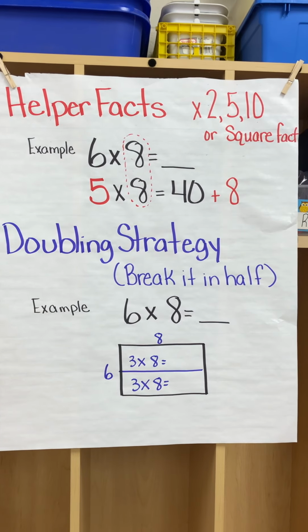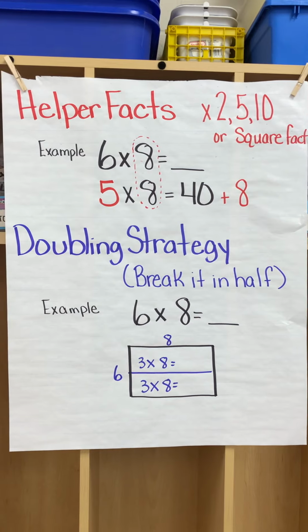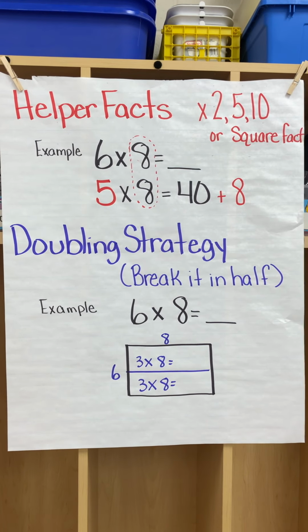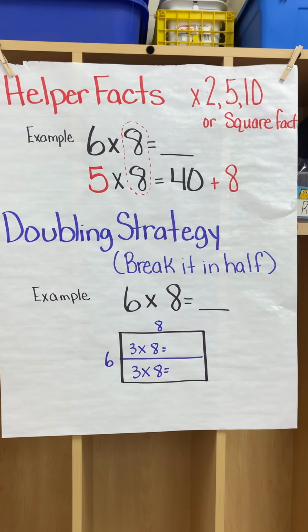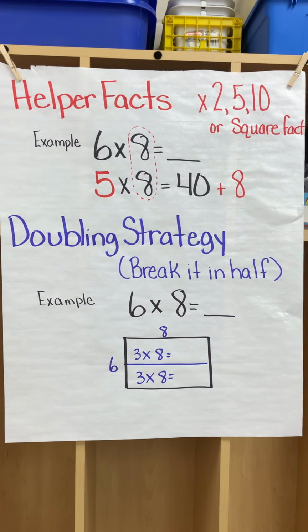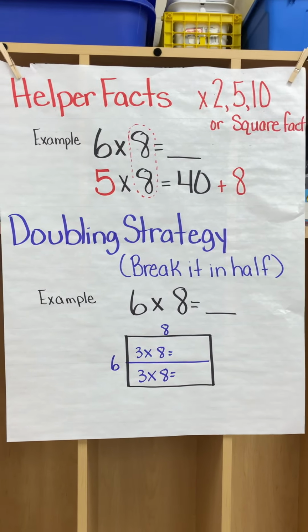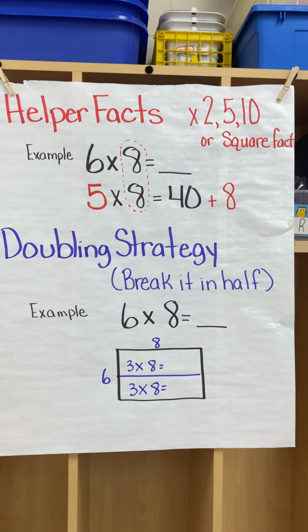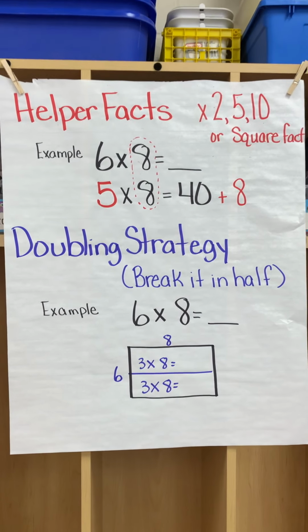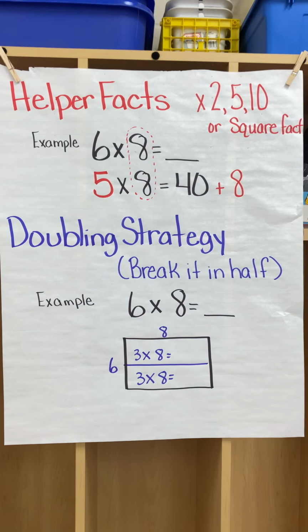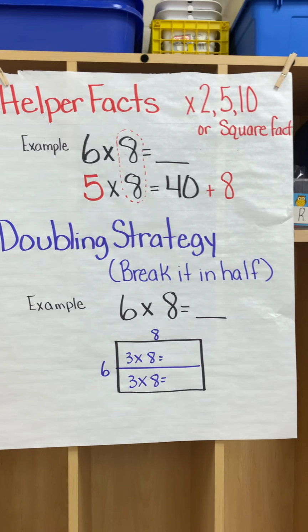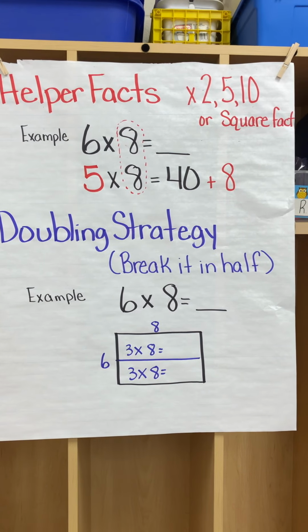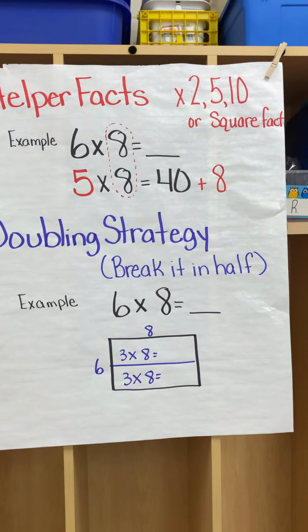We learned that even if we have a trick or a strategy to figure out a problem, there are going to be times where you just have those facts that maybe are just not sticking in your head. You can't remember the rhyme, you can't remember the trick, and so maybe you have to find the answer a different way. And so we looked at a couple of strategies called the helper fact strategy and the doubling strategy. This video will take you through both of those strategies.